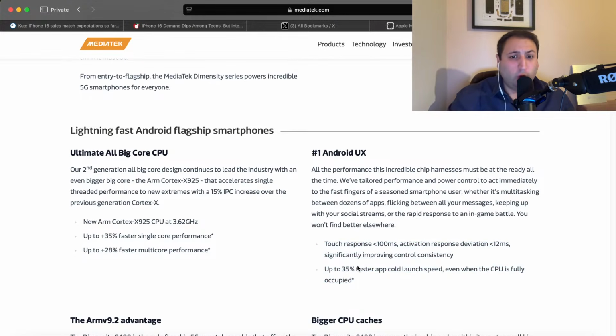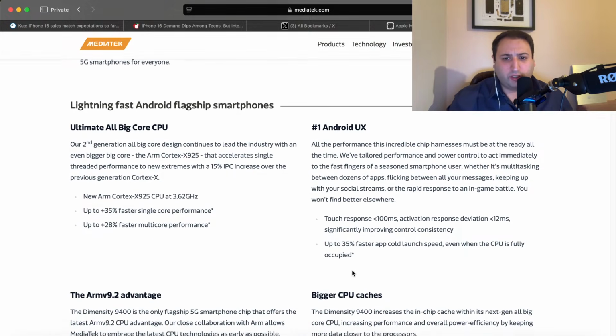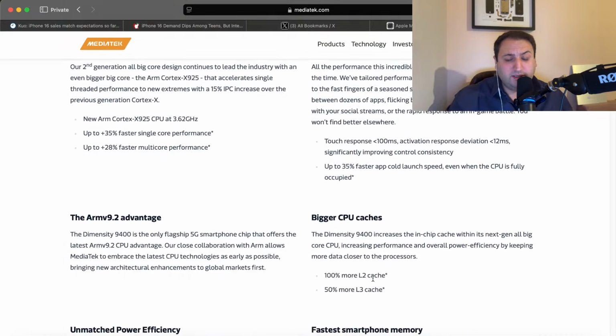Some of that stuff could be related to much faster memory that they utilize, but also larger caches, doubling L2 cache and increasing L3 cache by 50%. Similar to Apple's A18 series, they do jump to ARM v9.2. They do not seem to have quite the same comprehensive implementation for stuff like scalable matrix extensions, but it seemingly is there. And they are calling it an advantage.